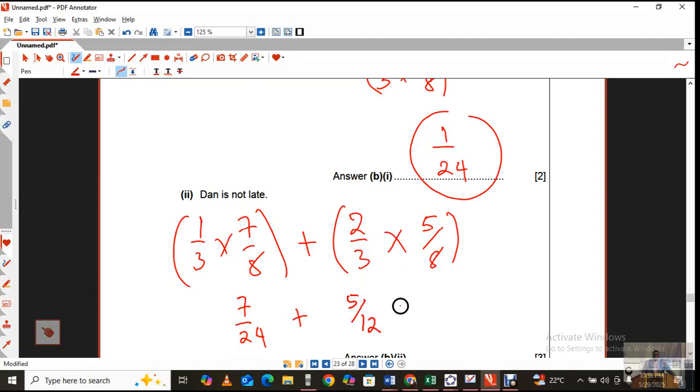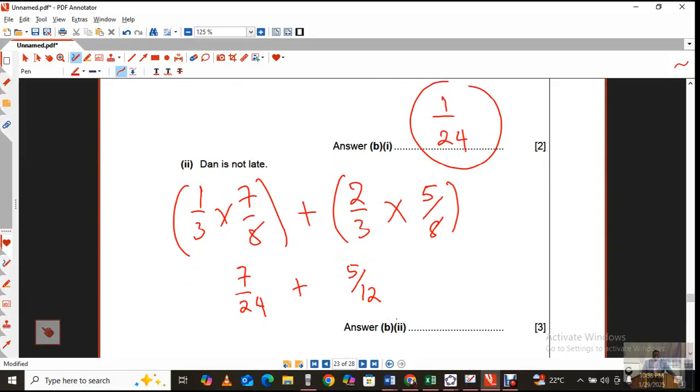You can use your calculator for all of this, right? The final answer, okay, is going to be, let me not simplify it. Let me just leave it as that. So 2 times 5 is 10 and 3 times 8 is 24. Adding numerators gives you 17 over 24. Of course, there are other ways you can do this one.